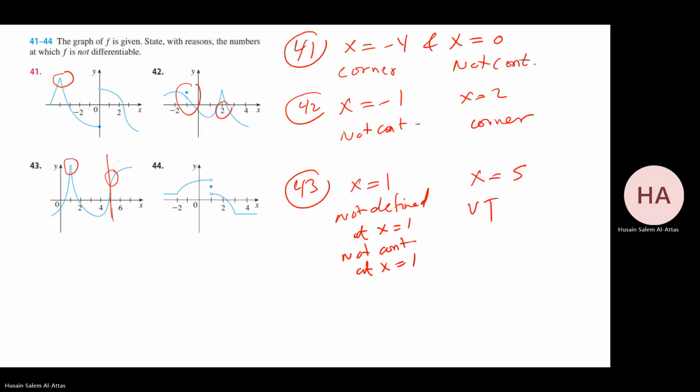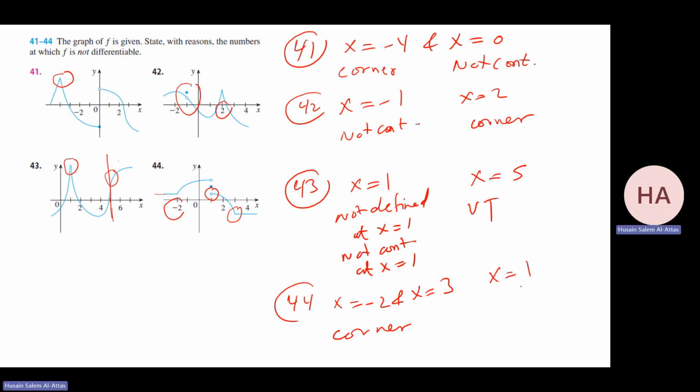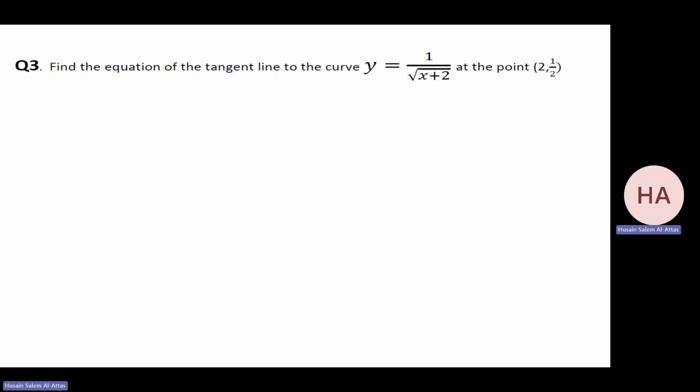Okay. Here, at minus 2, I have a sharp turn, and continuity at 1. And here I have the same thing, a sharp turn. So for 44, I have at x equal minus 2 and x equal 3 a corner or sharp turn, and at x equal 1 it is not continuous. Okay, these are the answers.